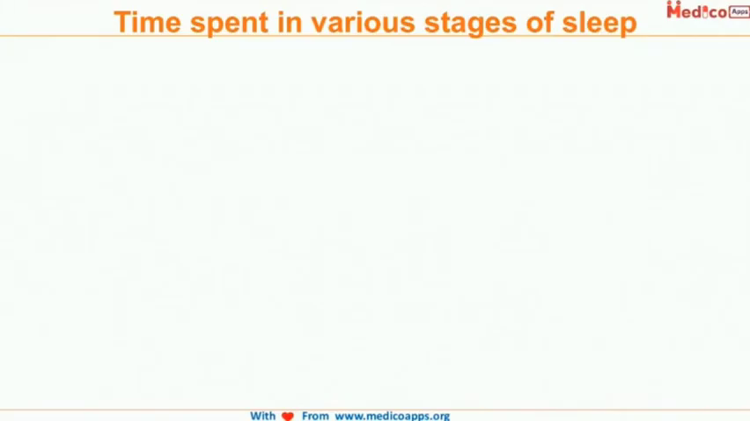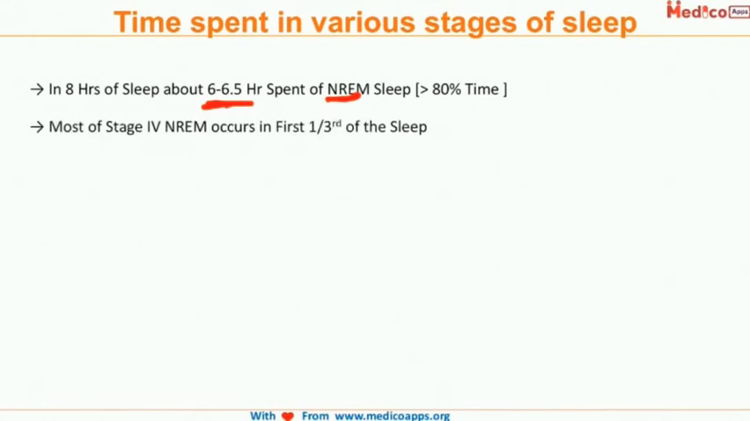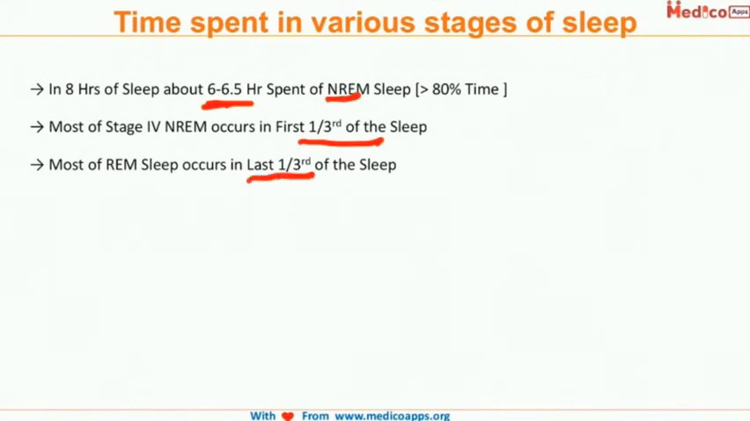Finally, understand the time spent in various stages of sleep. In 8 hours of sleep, almost 80%, that is 6 to 6.5 hours, is spent in NREM, and less than 20% of the time is spent in REM sleep. Most of the stage 4 NREM sleep occurs in the first one third of the sleep, whereas most of the REM sleep occurs in the last one third of the sleep.